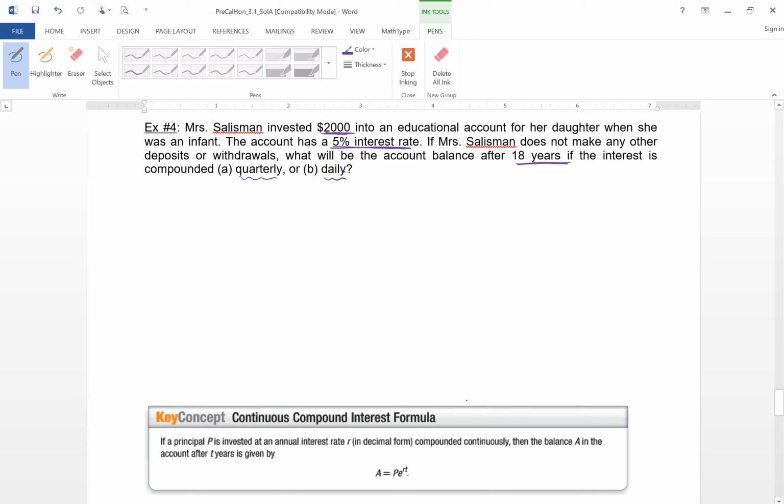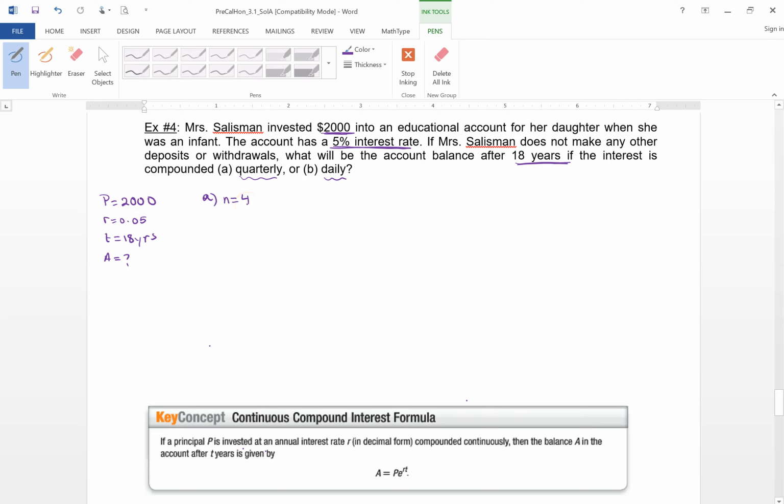So let's write down the given. 2,000 is the principal. The interest rate is 5%, which is 0.05. T is time, so T is 18 years. And what we want is A, the balance. For part A, money is paid quarterly, meaning N is equal to 4. 4 quarters, N is equal to 4.